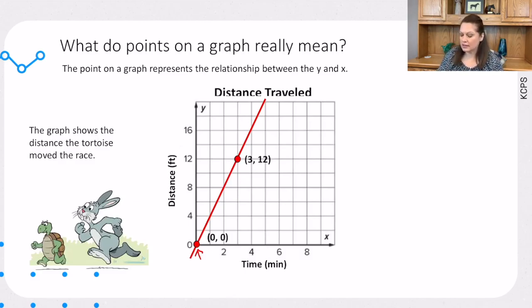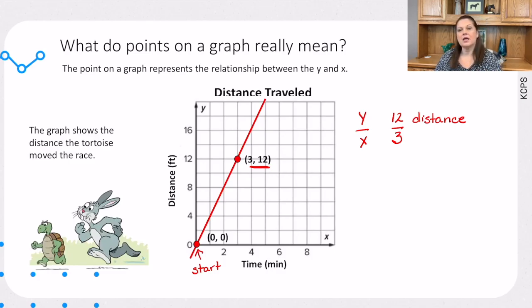So at point 0, 0, this is going to be the start of my race for this particular example for the tortoise. Now you'll notice here's my ordered pair, 3, 12. I'm going to put it in my constant of proportionality fraction: 12 on top, 3 on the bottom, my numerator and denominator. Look on your axes to tell you what each of those mean. The 12 is going to be the distance the tortoise traveled, and the 3 is going to be my time.